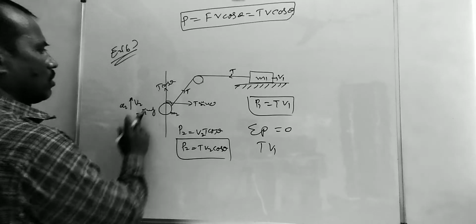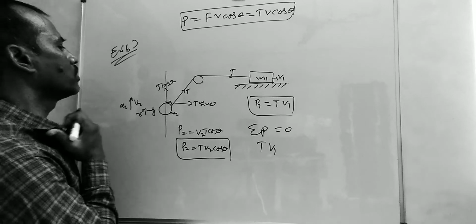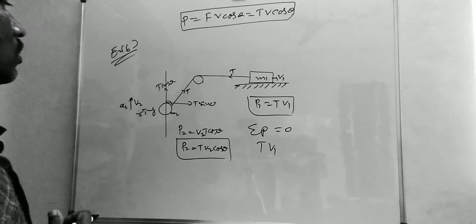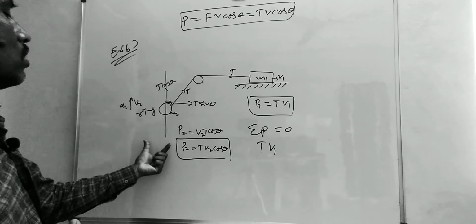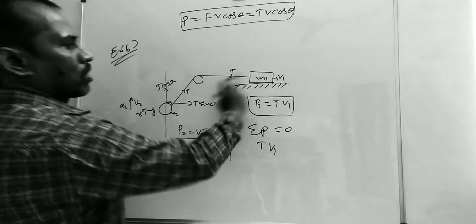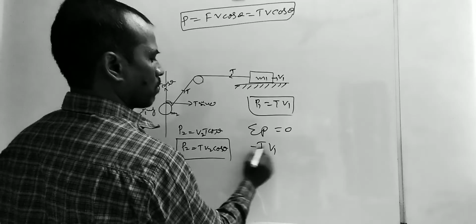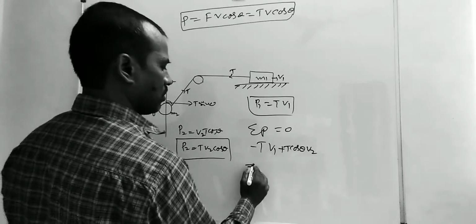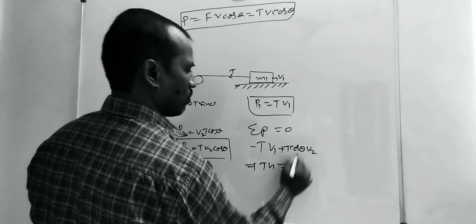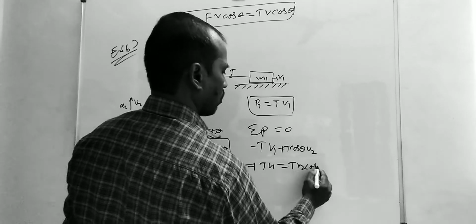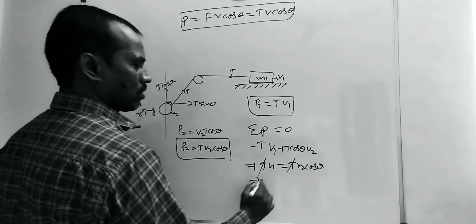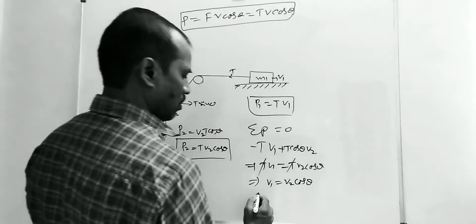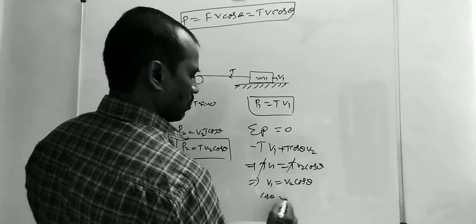In this case, the tension force T cos theta moves the ring in the forward direction. These two are in opposite directions, so one is minus and the other plus: T cos theta V2. This simplifies to T V1 equals T V2 cos theta. T gets cancelled, so the velocity of the block M1, V1, equals V2 cos theta, and cos theta equals V1 by V2.